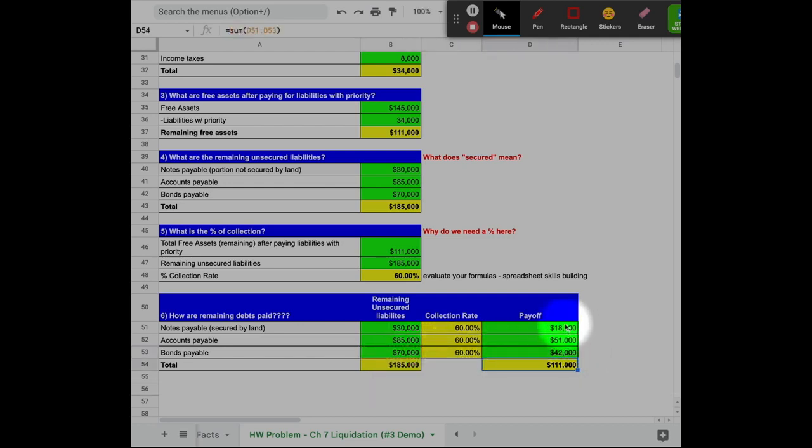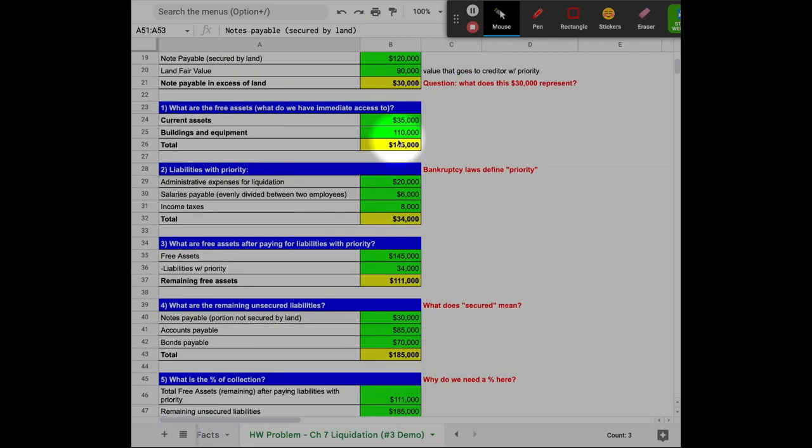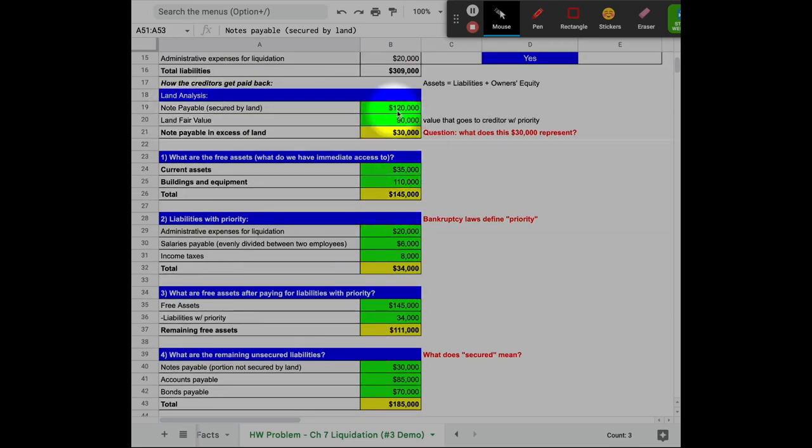We're paying off $111,000 of unsecured creditors. That exhausts my remaining free assets. Everybody's paid off. These folks are a little unhappy because they're not getting their full amount back. This is the risk of lending. This is the risk of making a loan, of having accounts payable, of having bonds payable. This is why sometimes there's collateral involved. Because if you have collateral involved, you are guaranteed to get that funding back, as we saw up here. Mortgages are a good example of this. The house is collateral, right?